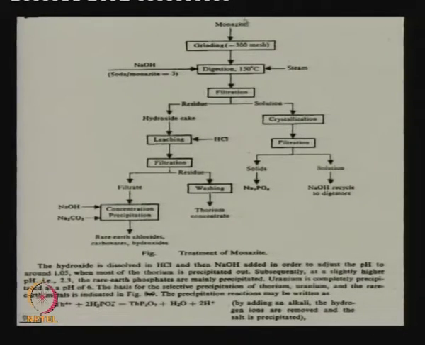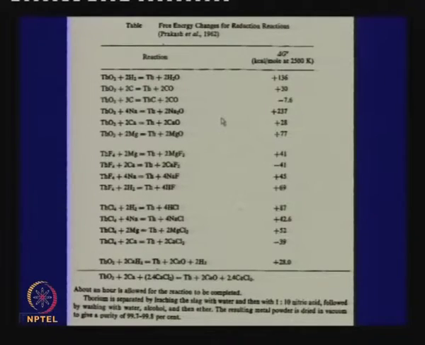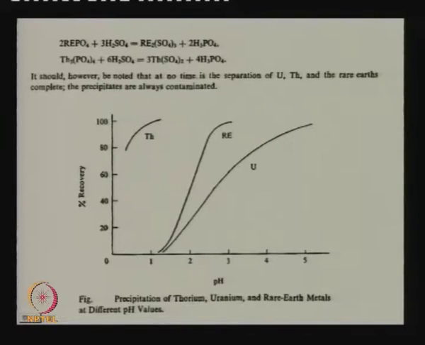About treatment of monazite, a flow sheet has been given. The thing that we need to note is in India, we do not follow an acid leaching process, we follow an alkali leaching process. The peculiarity of which is that during leaching, the metallic values will go into the insolubles, not in the solubles.